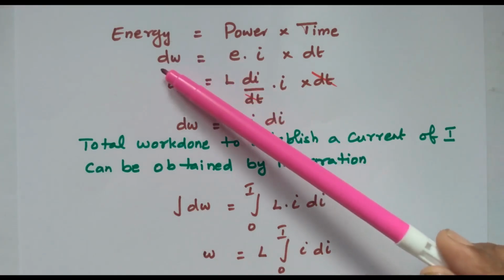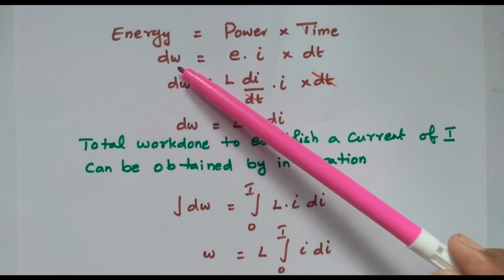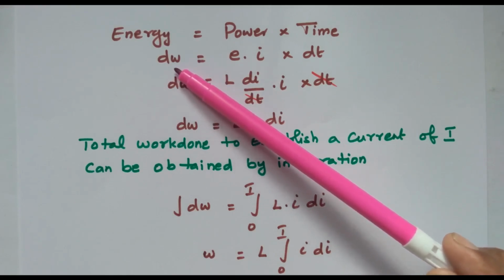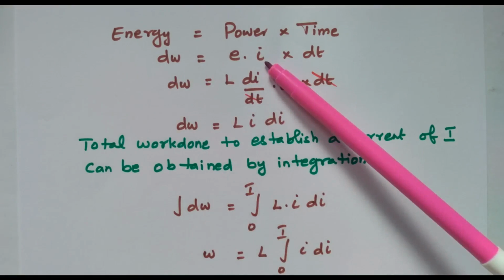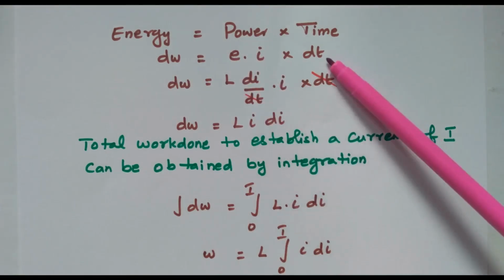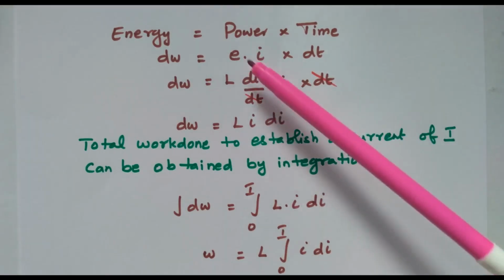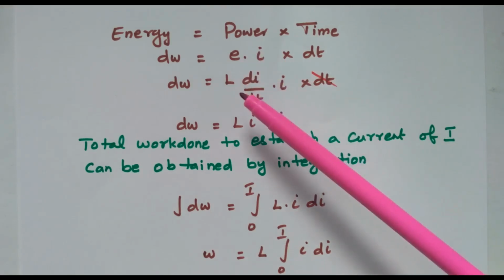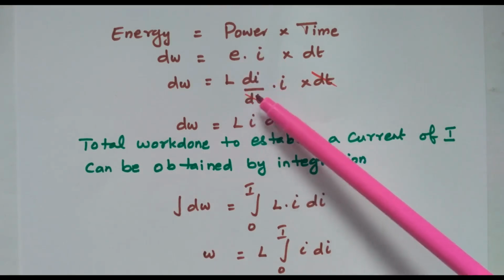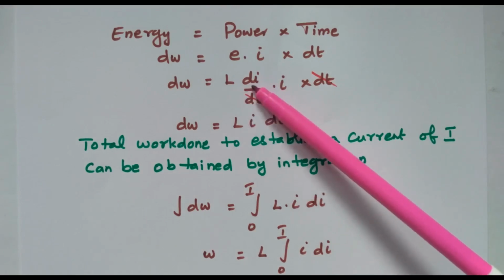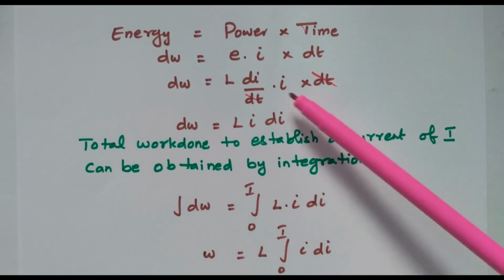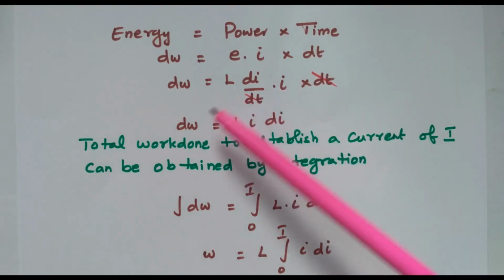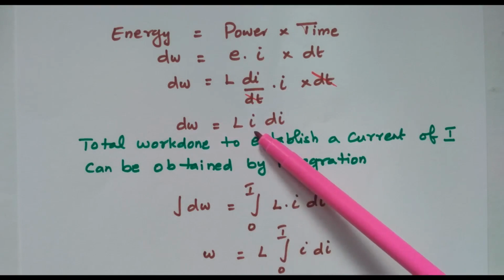So the energy is represented as dW, work done. This dW represents the work done by small current. By integrating, we will get the total work done. So the power is nothing but voltage into current, EMF induced into current, into time is dt. Right? This EMF induced in the inductor is L di by dt. Just now we discussed this formula, L di by dt into I into dt. So this dt got cancelled. So what we have, dW equal to Li into di.